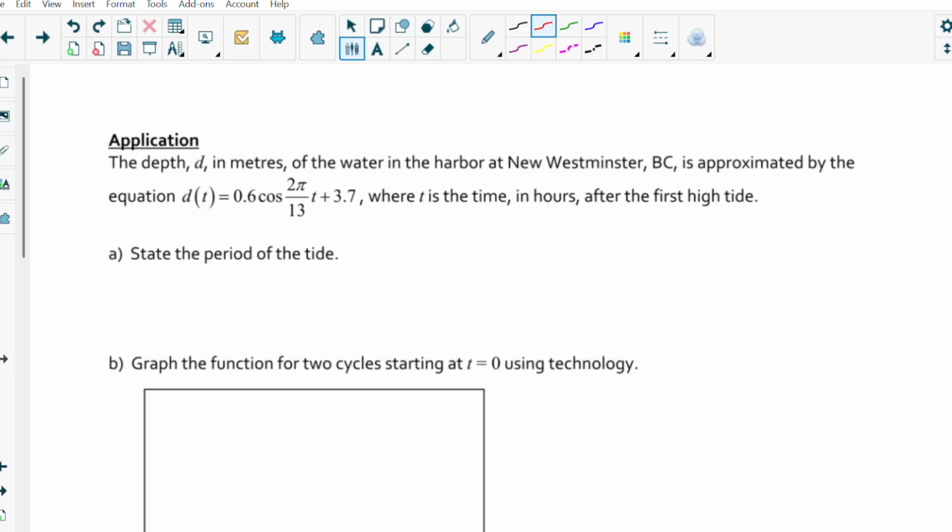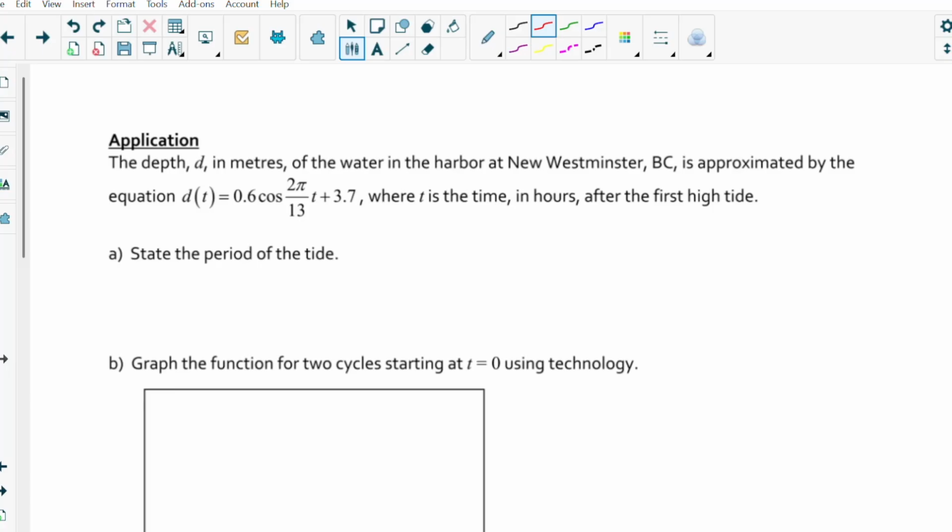All right, folks, application time. The depth, D in meters, of the water in the harbor at New Westminster, BC, is approximated by the equation D, depth as a function of time, equals 0.6 cosine of 2 pi over 13 t plus 3.7, where t is the time in hours after the first high tide. So when you look at the tide levels, that's how high the water is above a certain reference point, this can be approximated through sinusoidal functions. And we can do various neat calculations with it.